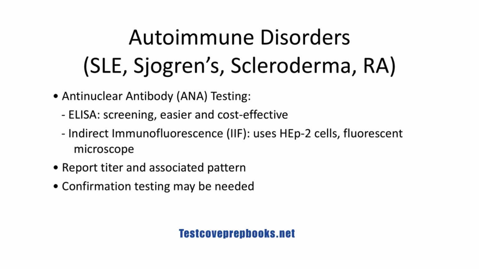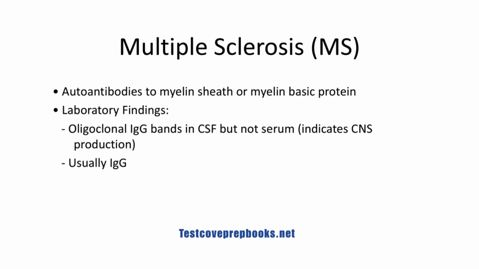anti-nuclear antibody testing. Screening can be done by ELISA, which is easier and more cost-effective, or by indirect immunofluorescence using HEp-2 cells, which provides detailed titers and patterns. In multiple sclerosis, autoantibodies target the myelin sheath of nerves or myelin basic protein. In this case, laboratory findings typically reveal oligoclonal IgG bands in cerebrospinal fluid but not in serum, indicating local antibody production in the central nervous system.